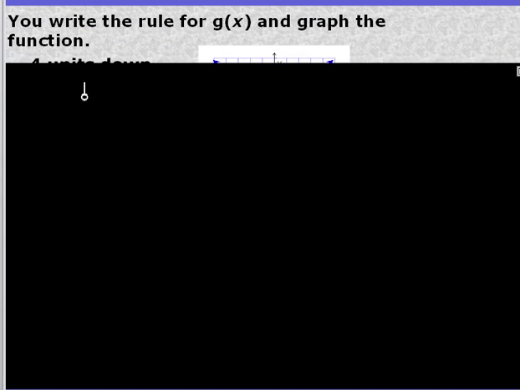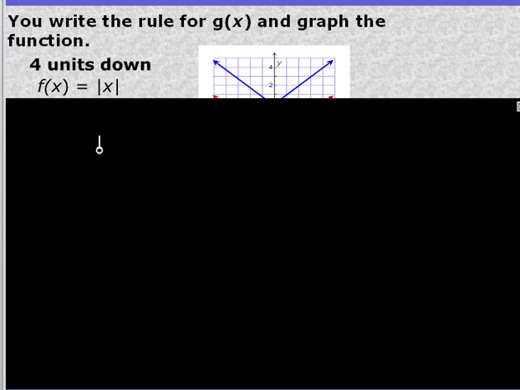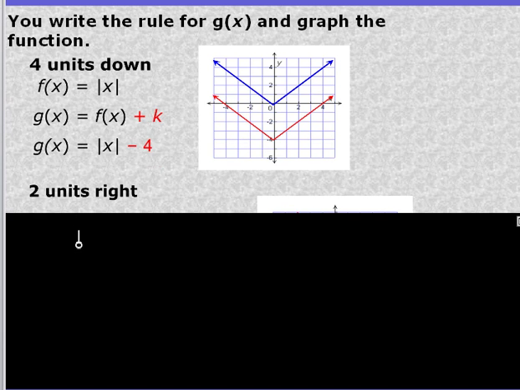Okay, so you should write the rule and make the graph for 4 units down of an absolute value function. And then also, hopefully you did that, 2 units right.